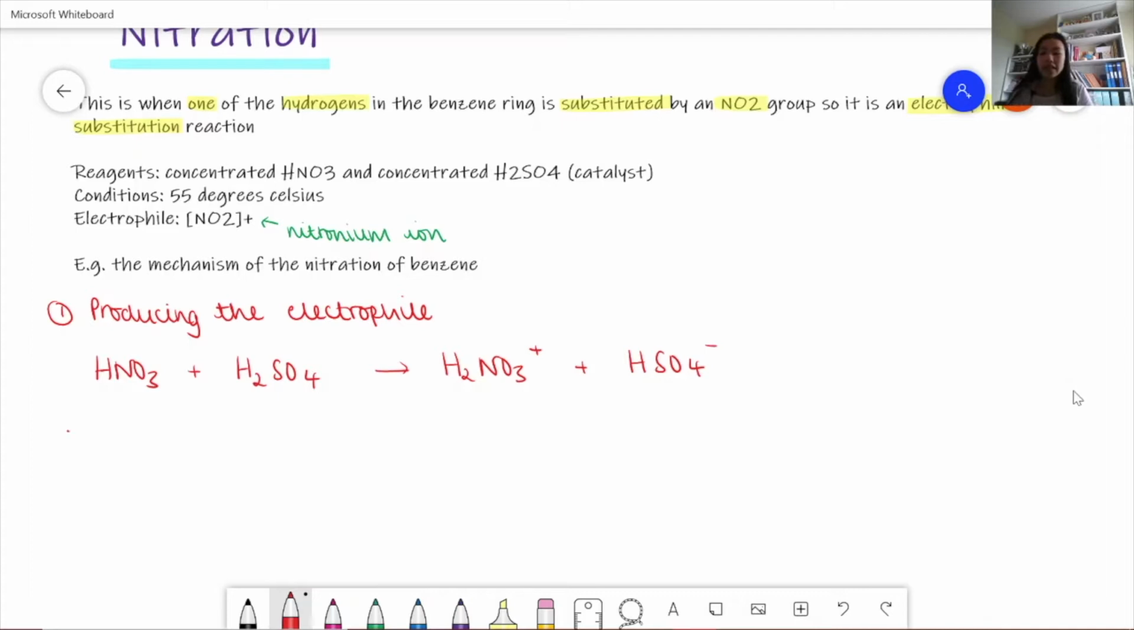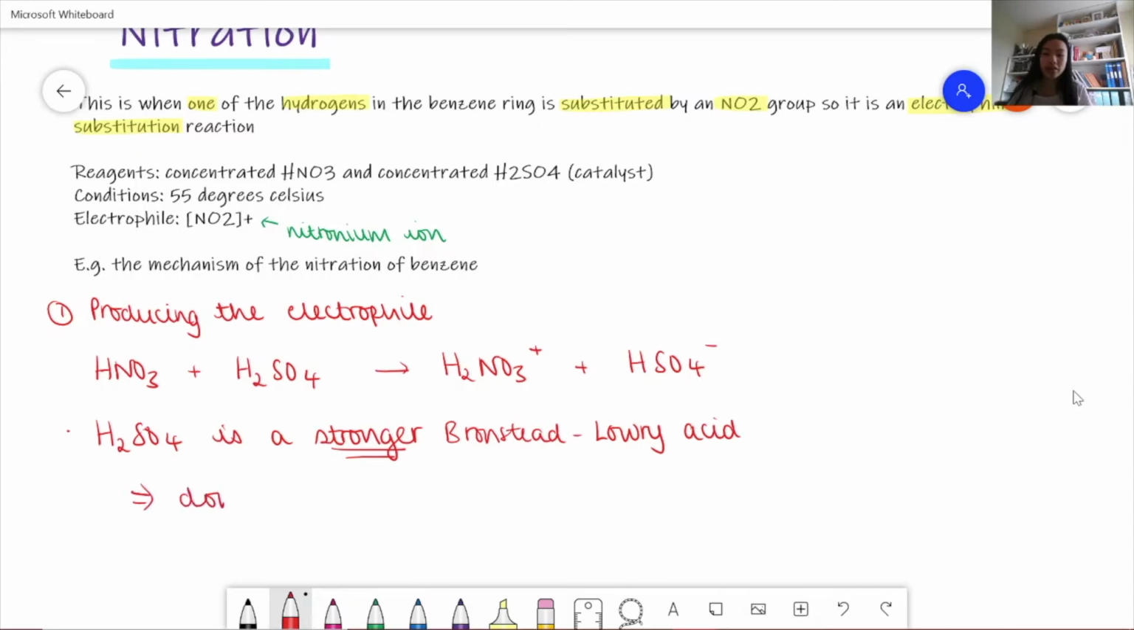So why this happens is that the sulfuric acid is a stronger Bronsted-Lowry acid, and so that means that it donates a proton, or H+, to the HNO3. So what happens is that H2SO4 is acting as the acid and HNO3 is acting as a Bronsted-Lowry base, so it's accepting a proton.